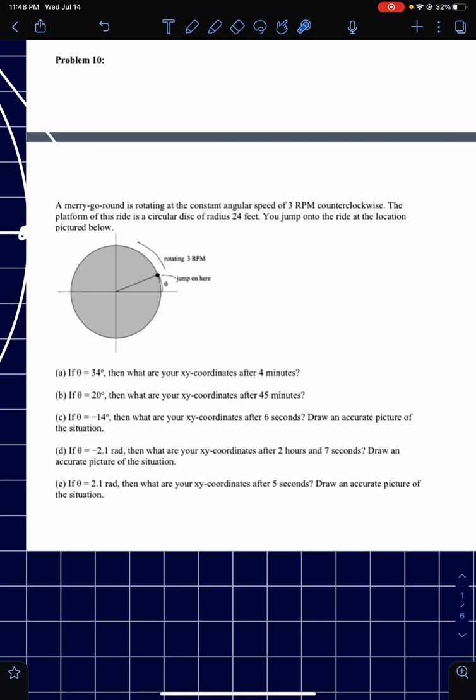So basically what we need to do first is figure out where we're going to be at 4 minutes, but with a rotation of an even number, 3, a whole integer per minute, we know that every minute he's just going to end up at the same place, having gone 3 times around. So for part A and part B, we just need to solve it for angle 34 and 20.